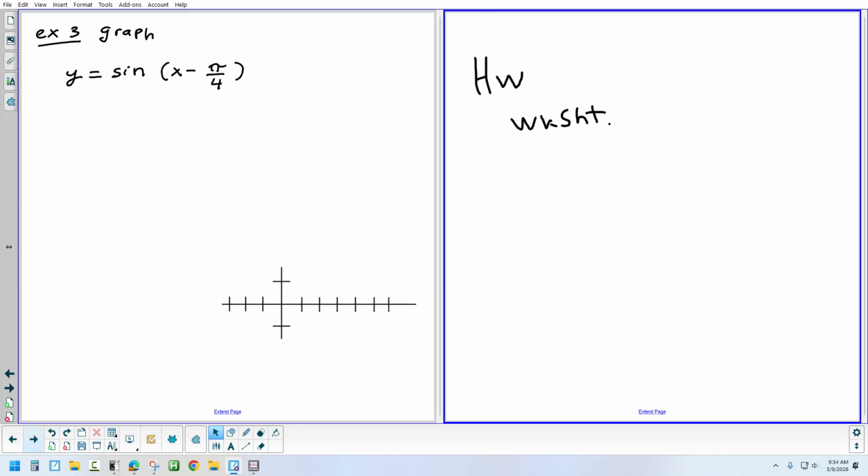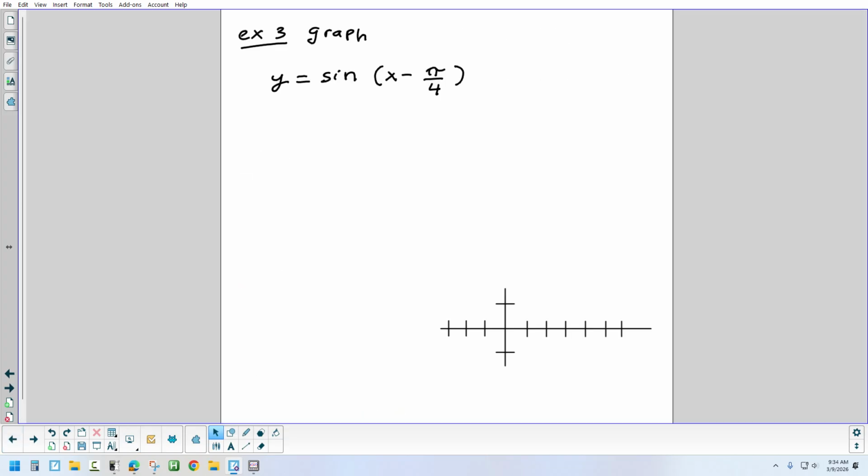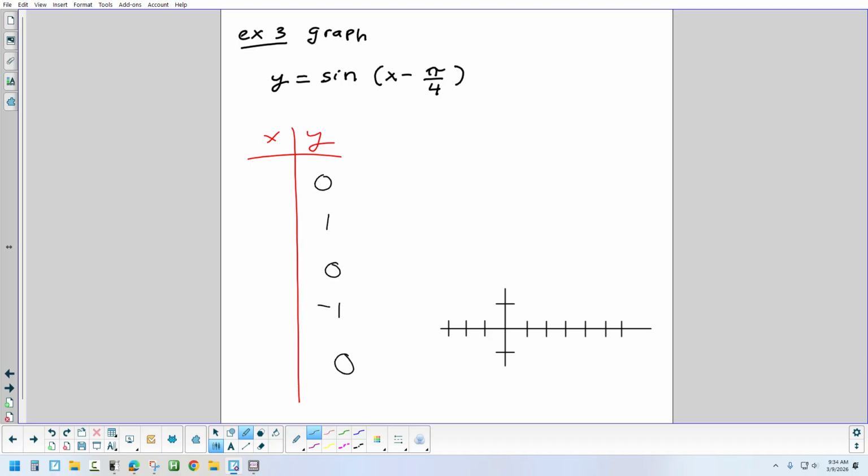All right, and let's look at one more. So this is the smallest shift we've done yet. This is a shift of pi over 4. Okay, it's a shift of about 45 units if you were doing it in degrees. So the last time, which column stays the same? The y's. And what are my y values for sine? 0, 1, 0, negative 1, 0.